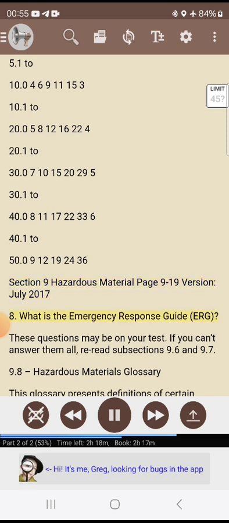Section 9 Hazardous Material, page 9 to 19, version July 2017. 8. What is the Emergency Response Guide, ERG? These questions may be on your test. If you can't answer them all, reread subsections 9.6 and 9.7.